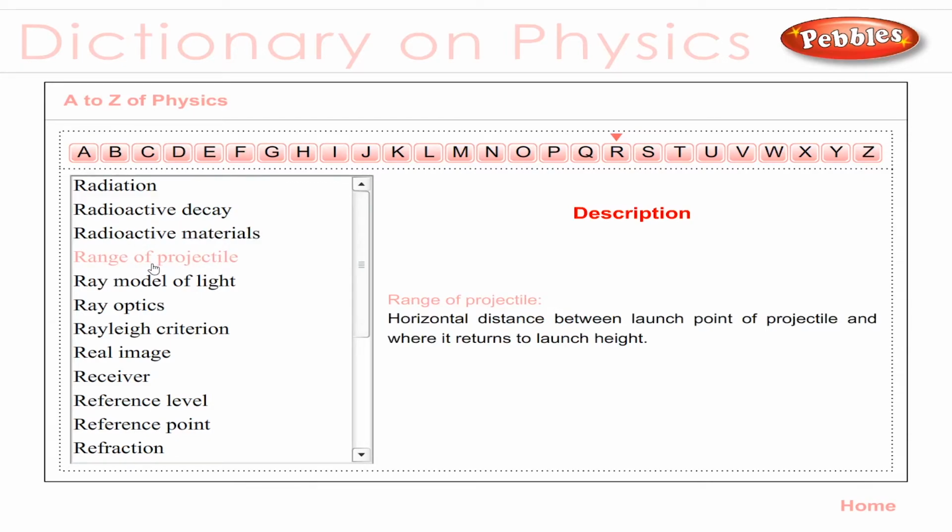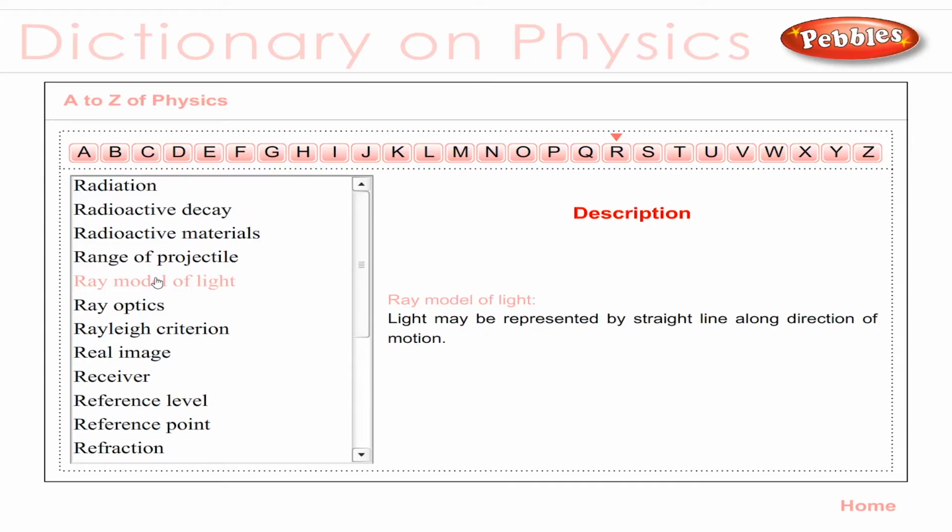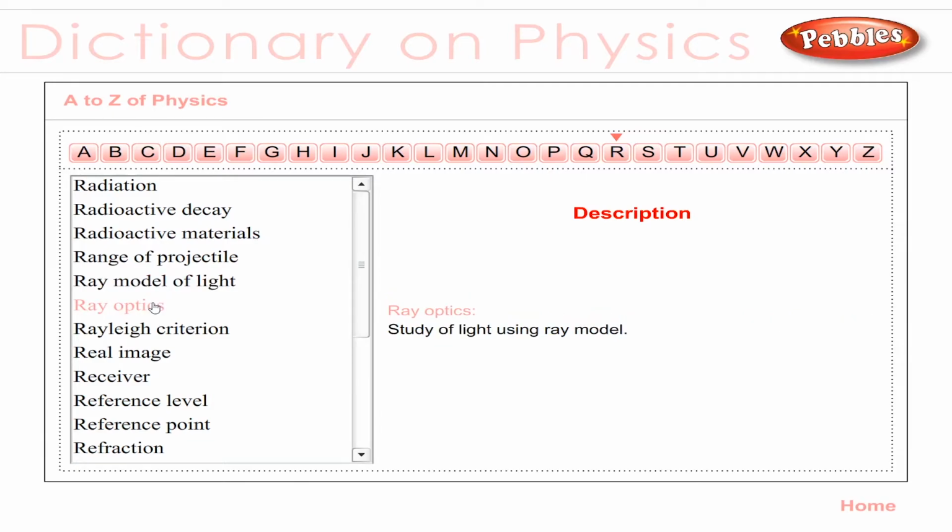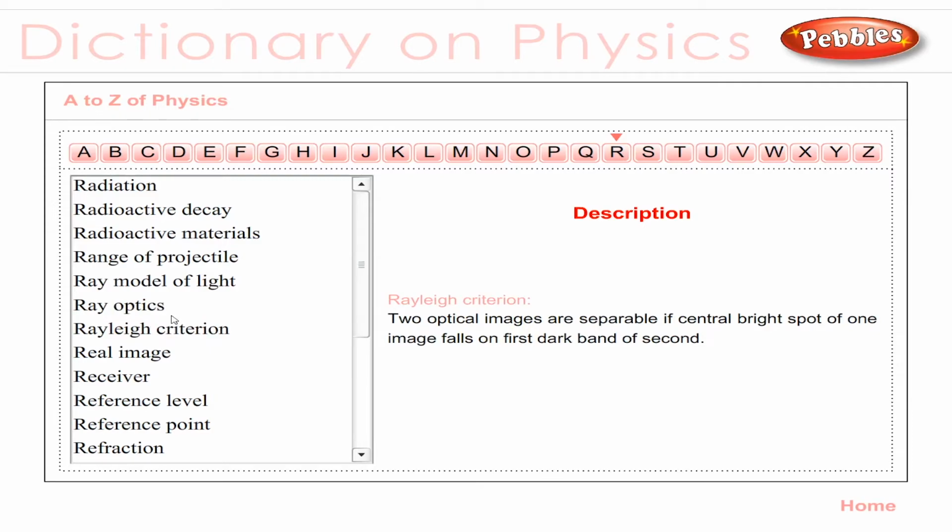Range of projectile. Horizontal distance between launch point of projectile and where it returns to launch height. Ray model of light. Light may be represented by a straight line along the direction of motion. Ray optics. Study of light using the ray model. Rayleigh criterion. Two optical images are separable if the central bright spot of one image falls on the first dark band of the second.